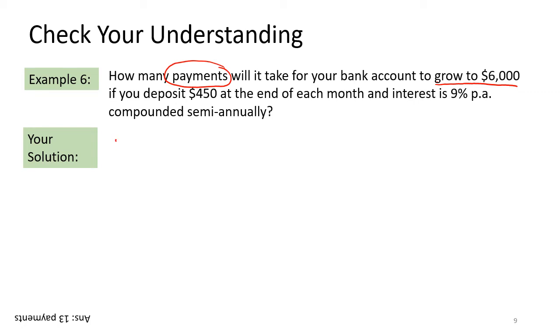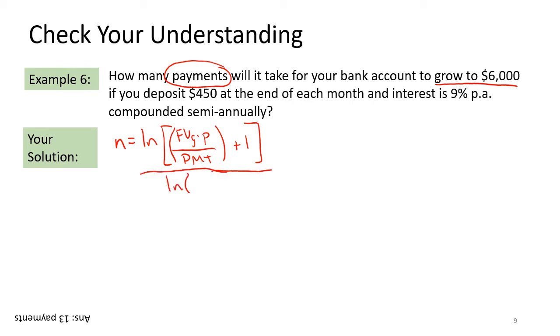So we start with our formula. n is equal to the ln of the future value times that equivalent interest rate P divided by the payment, plus 1, all in brackets, divided by the ln of 1 plus the equivalent interest rate P. So again, what values do we know? The future value, we know, is 6,000. Our payment was also given as $450.